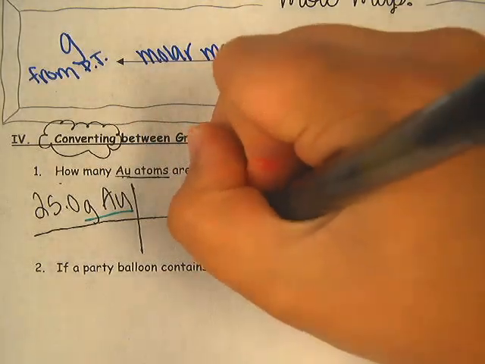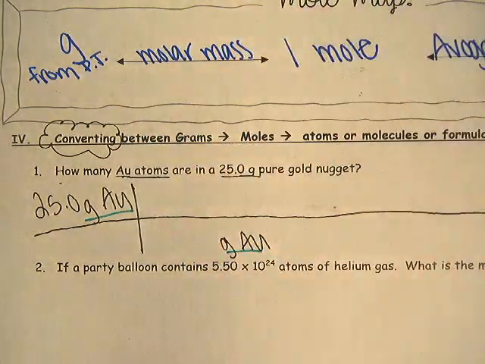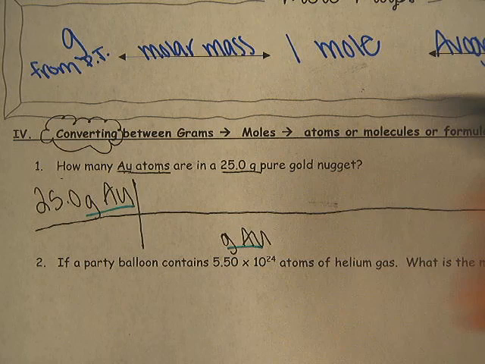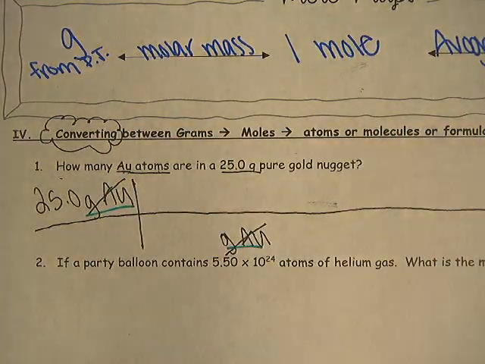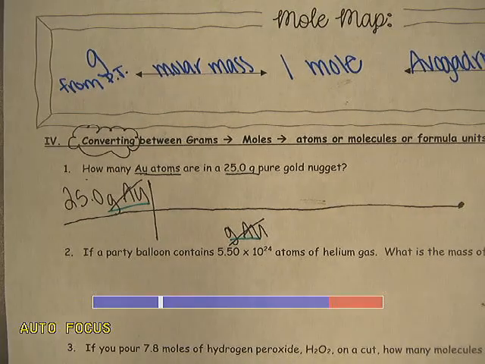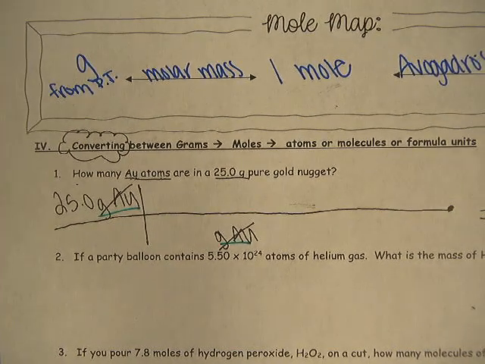Do you remember why we do that? To cancel it out, perfect. So grams of gold is going to cancel with grams of gold. A lot of you guys at this point are able to pick up on that part, but then it's knowing where to go next where you get stuck.